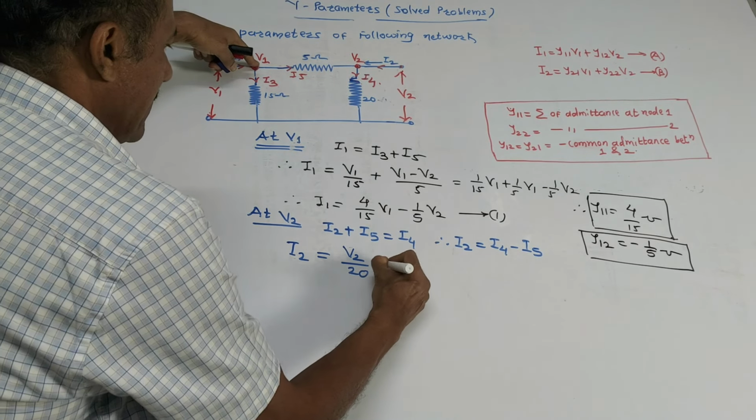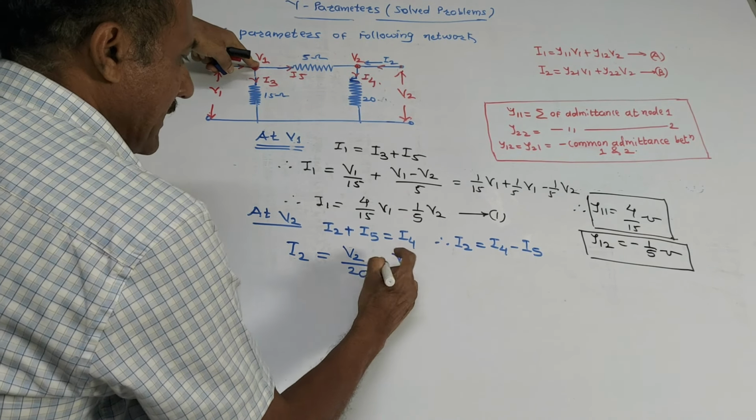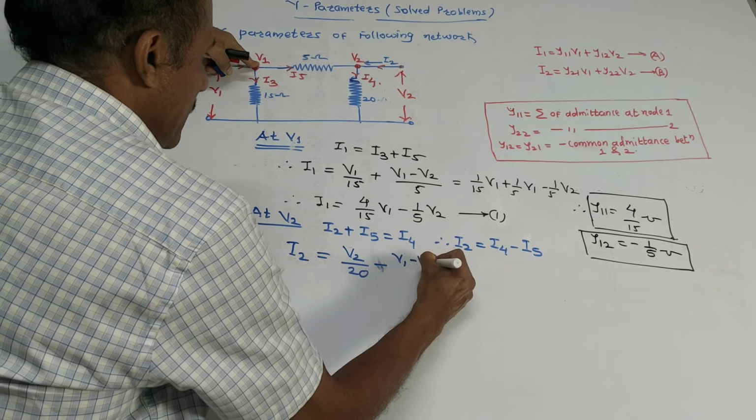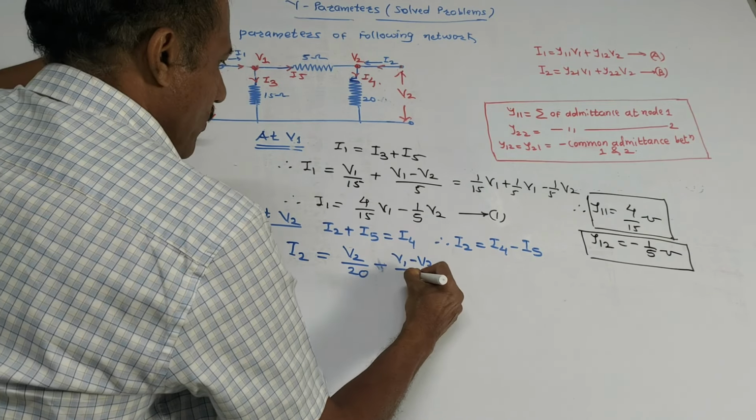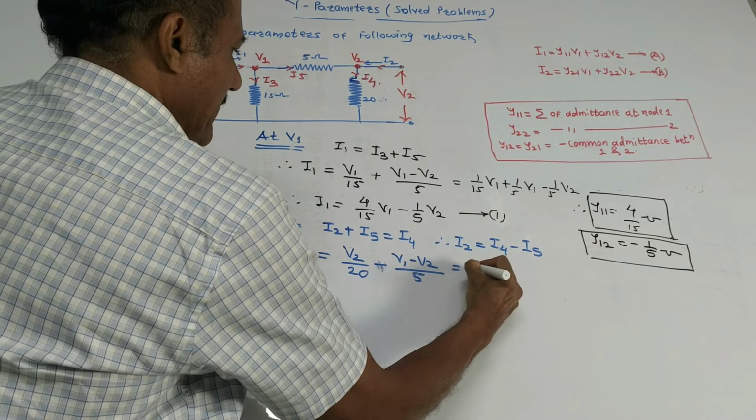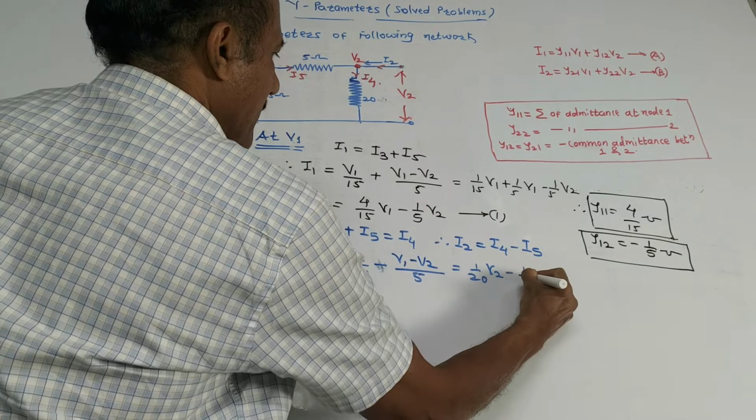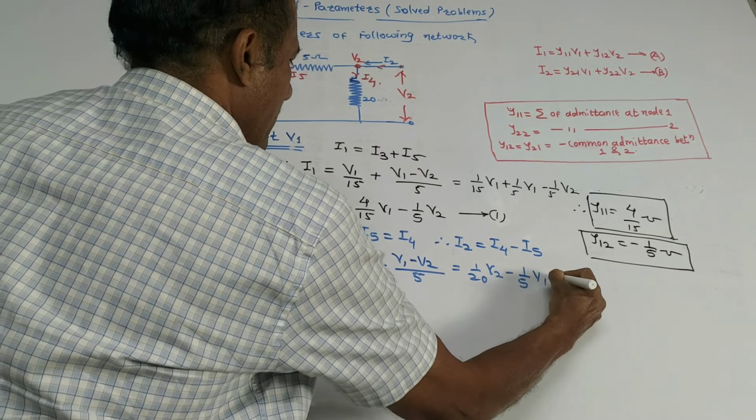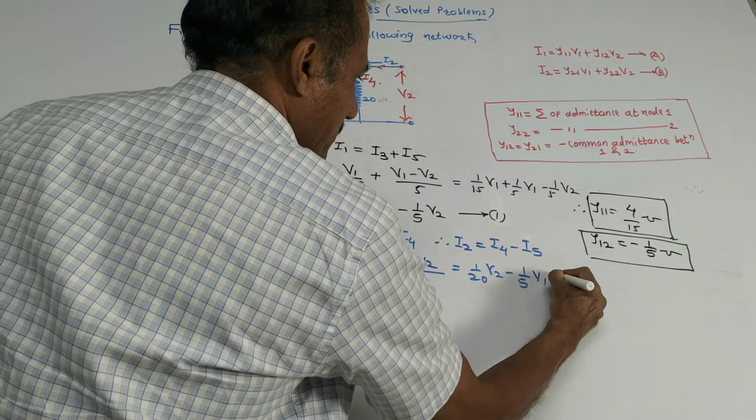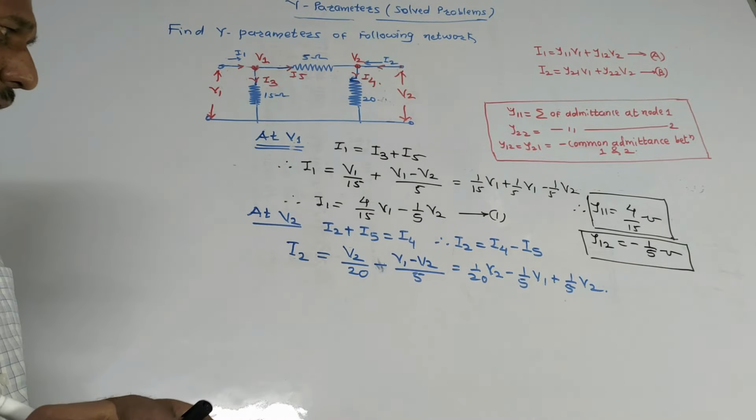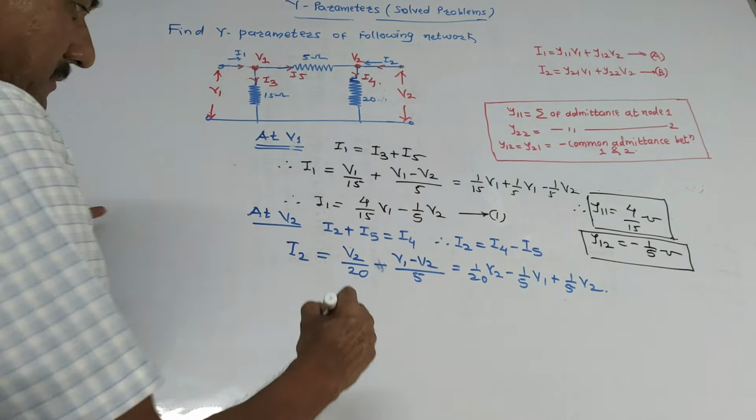So it is I4 minus I5. So it is V1 minus V2 upon 5 ohm. So this can be written as 1 by 20 V2 minus 1 by 5 V1. This minus minus becomes plus 1 by 5 V2. We need to simplify this equation.